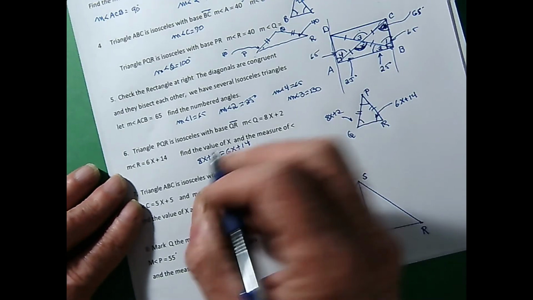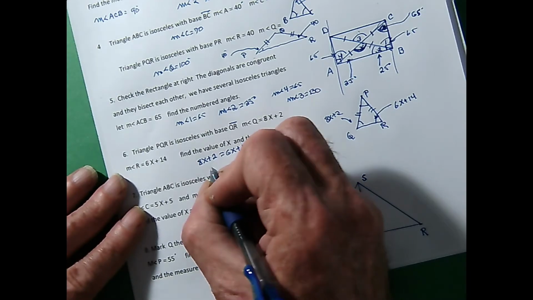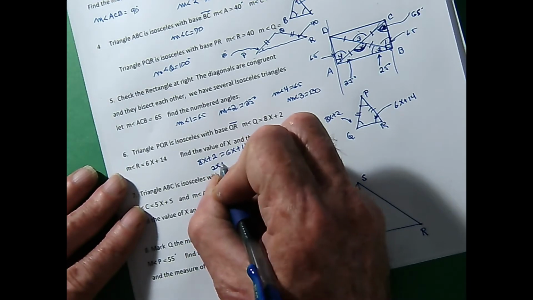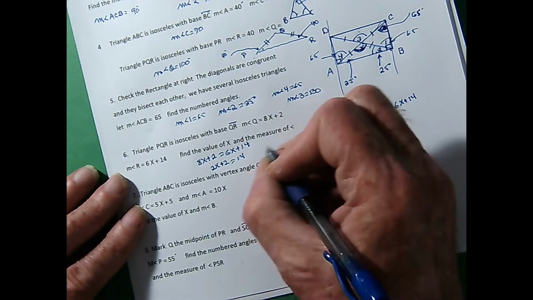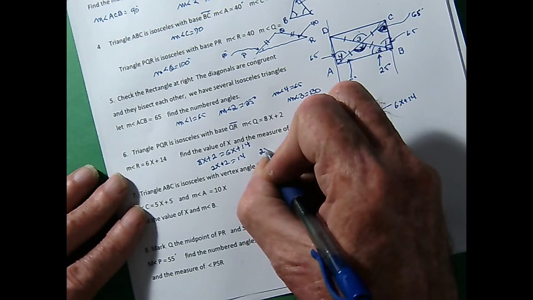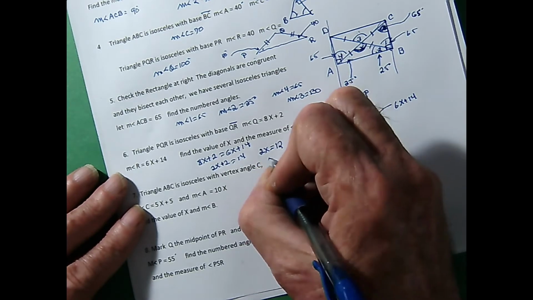Let's see what that brings us. I'll subtract 6x from both sides, and I got 2x plus 2 equals 14. Subtract that 2 from both sides, and I got 2x equal to 12. So x is equal to 6.